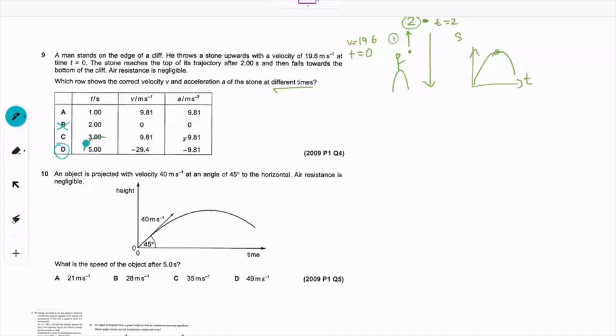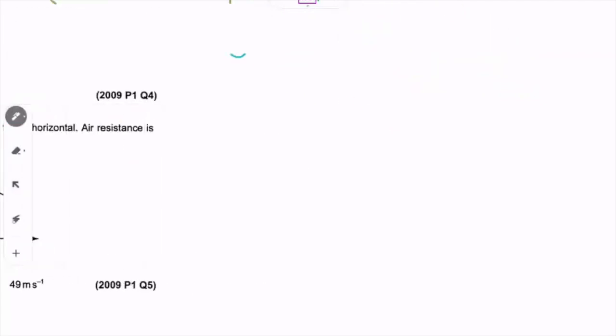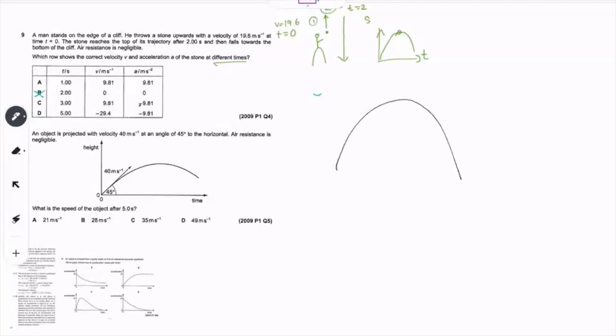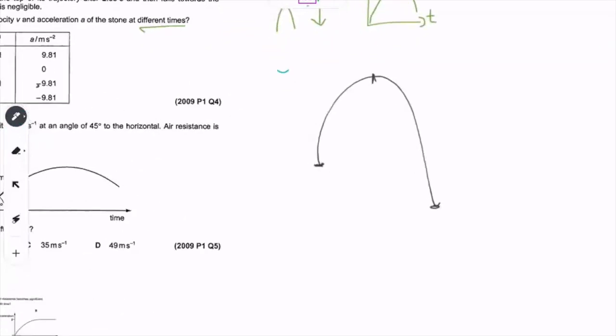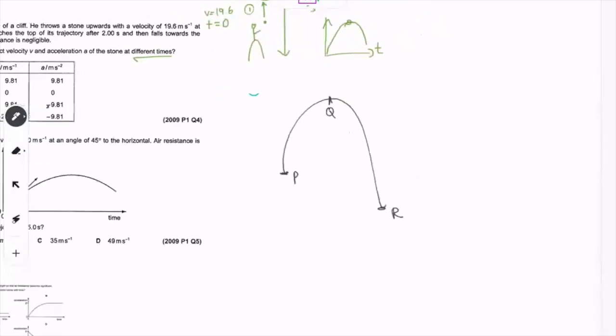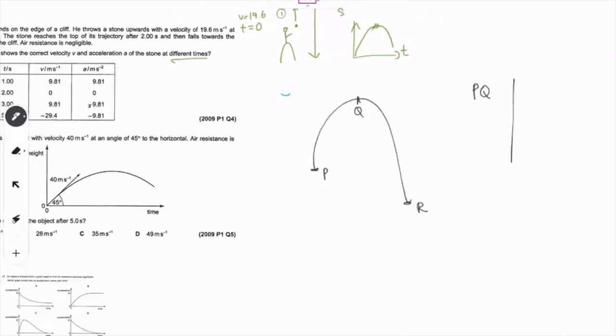Because you know that this is correct, and this is probable. How do we calculate 29.4? How do you calculate 29.4? Okay. P, Q, R. PQ. PR.